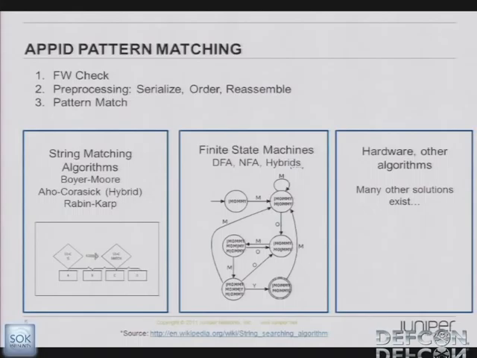Basically, what typically has to happen is first the firewall is going to permit or deny the traffic. There's some pre-processing, which we're going to go into in more detail, and then we actually do the pattern matching. There are different string matching algorithms like Boyer-Moore, Aho-Corasick, and Rabin-Karp. There's DFA-based state machine matching, and then, of course, there's also hardware, which is being leveraged more and more to actually do the pattern matching.